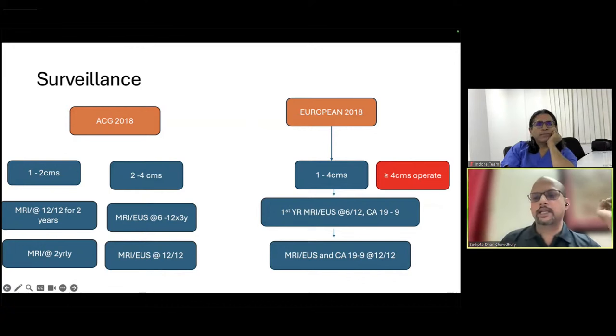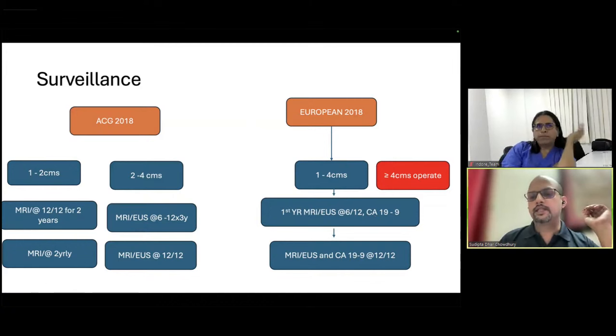The European guidelines slightly differ, and they are very simplistic to follow: any cyst which is more than 4 centimeters, we should operate. A cyst of 1 to 4 centimeters requires, in the first year, MRI or EUS at 6 month interval along with CA 19-9. And if the cyst does not progress, then after that, it is at 1 year interval for the next 4 years.